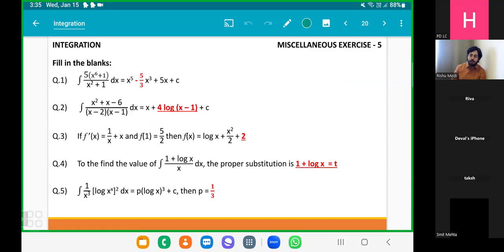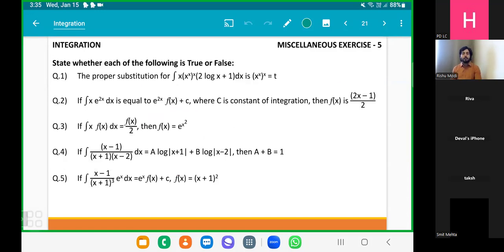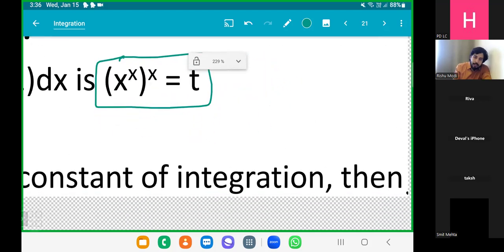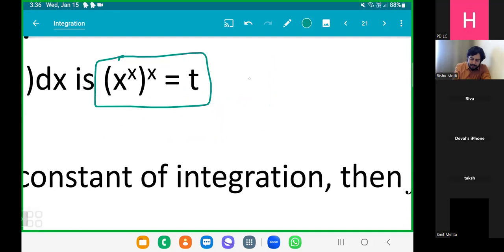Then we move on to true or false. The proper substitution for the given question is x raised to x is equal to t. Now we have to check whether it is true or false. So let's understand that part. I will just zoom in on the question so you will understand this. It is nothing but x raised to x, raised to x. Law of indices says that a raised to m into n is equal to a raised to m into n. So x into x will become x square.